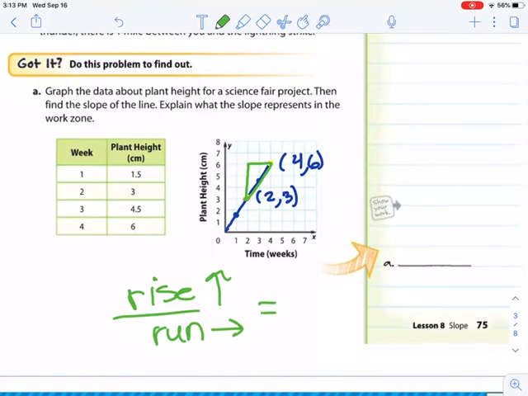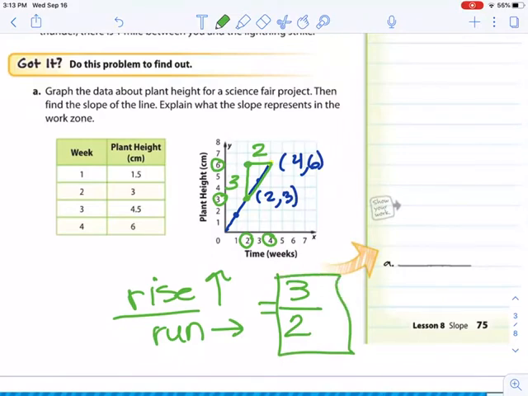To find the rise, I start at the bottom, and that is at 3. And my rise ends at 6. So if we start at 3 and end at 6, we went up 3 units. That's my rise. And my run starts at 2 and ends at 4, so we went over 2 units. So my run is 2. And then this is going to be our final answer. With slope, you do not want to change it to a mixed number. Just make sure that it's reduced.